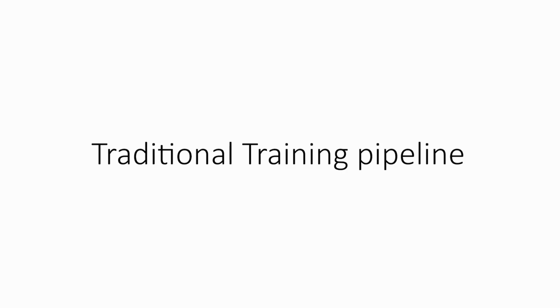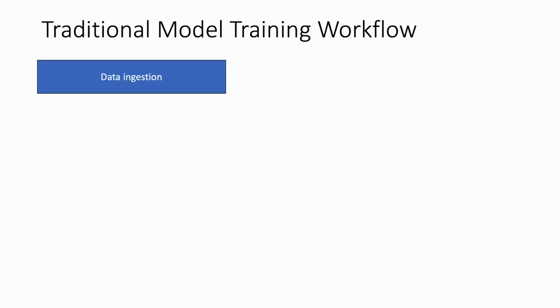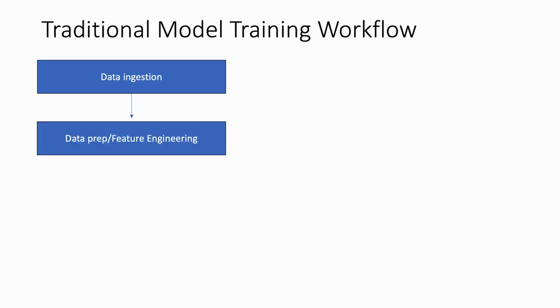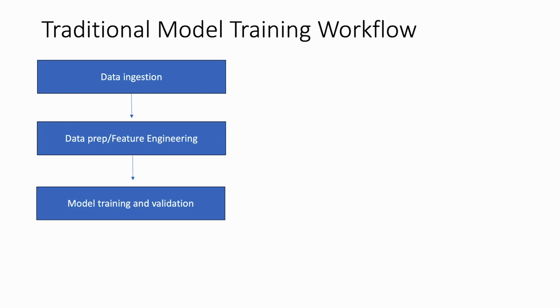In this video, let's look at what is the traditional flow of creating a training pipeline and what are its drawbacks. We will also see what are the constituents of a good training pipeline. There are broadly three things people do while training a model: ingest the data, do data exploration and prepare features, and lastly, train and validate the model.